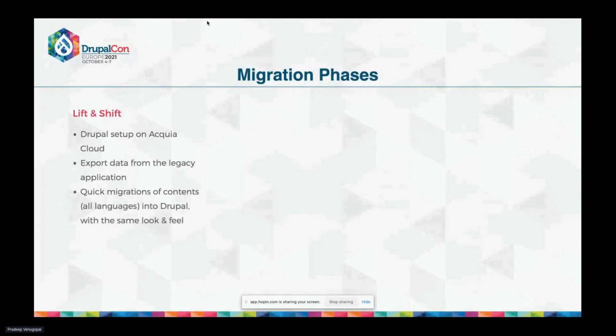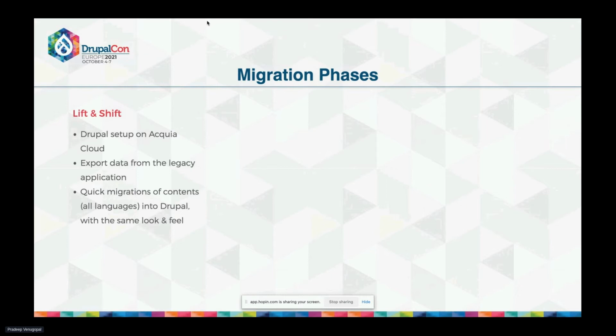So in the first phase, basically, as I told, it was a pure lift and shift. There was no improvement as such. We were just trying to move away from the old environment into a cloud environment and using Drupal as a CMS. So these were the major changes that happened as part of lift and shift, where we had to set up Acquia for the cloud system, export the data out of the legacy system.